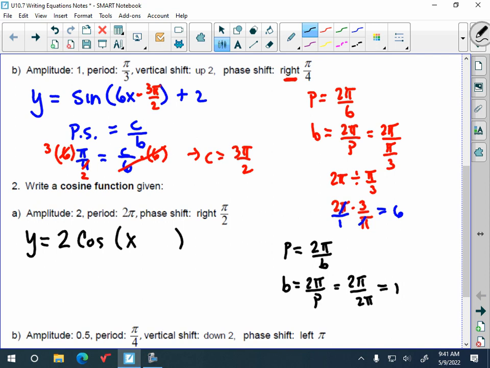Now we have a phase shift to the right. So that's going to go in the positive direction, so we put a minus sign. So now we can use our formula. The phase shift is equal to C divided by B. So our phase shift is pi over 2 equals C over B, which is 1. And C over 1 is C, so C equals pi over 2. So pi over 2.